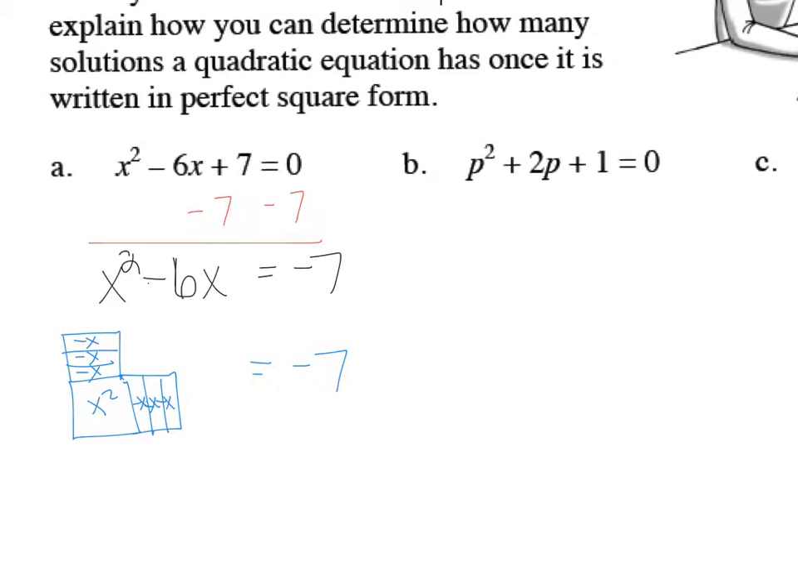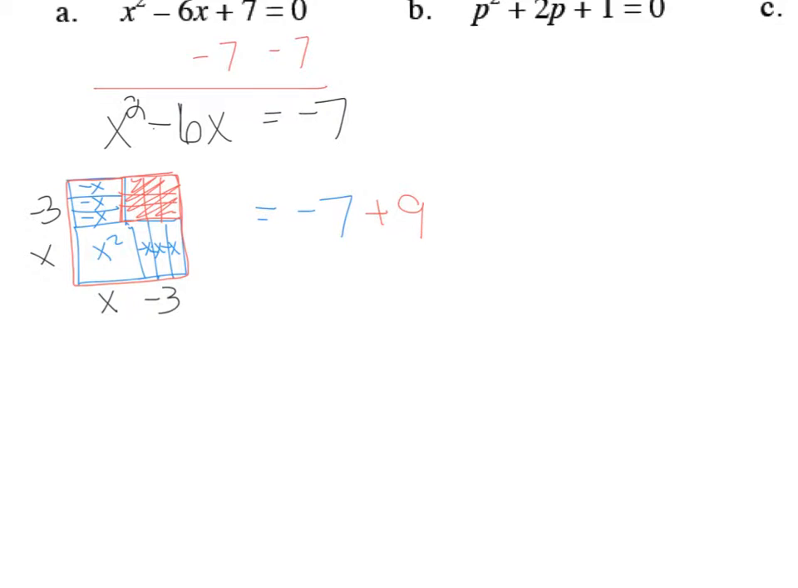And then I have to think to myself, what do I have to add in here to this square to make the whole thing a perfect square? And because this is a 3 by 3, I'm going to be adding 9 positive x's to both sides. So the dimensions now are x minus 3 and x minus 3. So I can write that as, in parentheses, x minus 3 squared equals negative 7 plus 9, or equals 2.